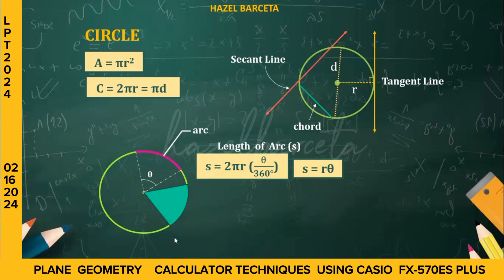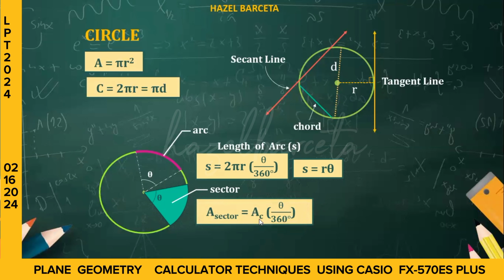Ito naman pong shaded area or shaded region is what we call sector. And we also have theta here na na-form ng ating radius. Sasabihin nyo po, bakit parehong theta kahit mas malaki yung isa? It is just a representation po para ma-illustrate natin ang ating formula. So, this is sector. So, how are we going to solve for the area of the sector? Area of the circle, which is pi r squared times theta over 360 degrees.